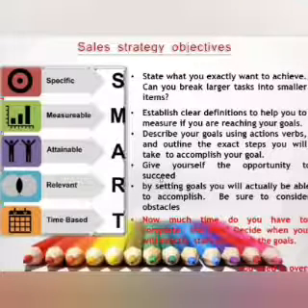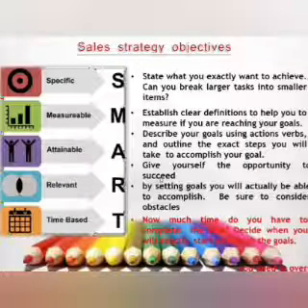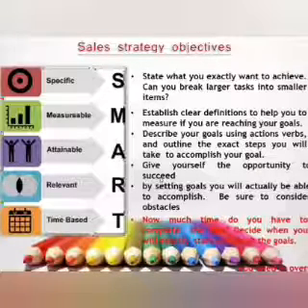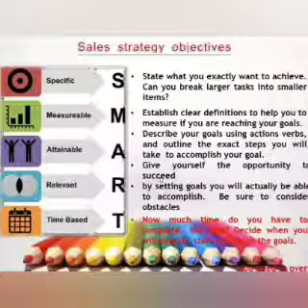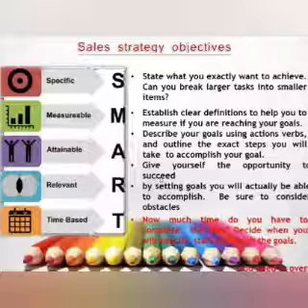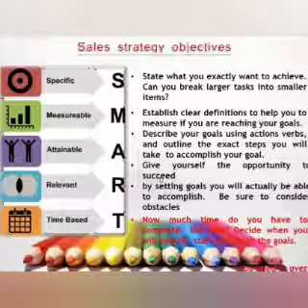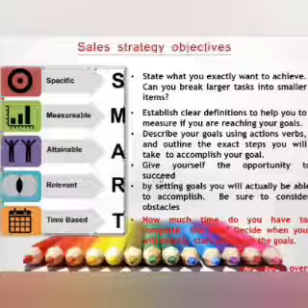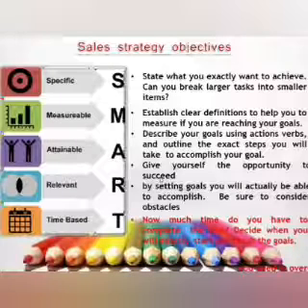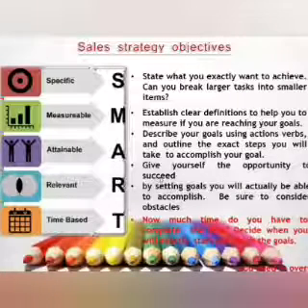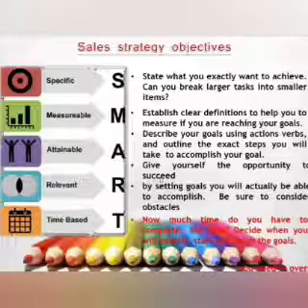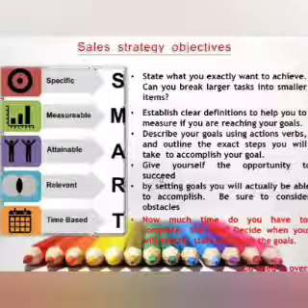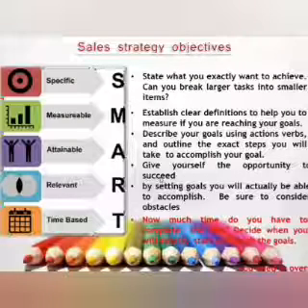Then attainable. Give yourself the opportunity to succeed. You have to attain those numbers, so the number should be realistic. It should not be just any number. Okay, this month we will achieve 10,000 products. It's not possible for your company to achieve 10,000 in a year, and you have targeted it in a month. So a realistic figure is required. You have to identify that realistic figure and take it to attain the target.